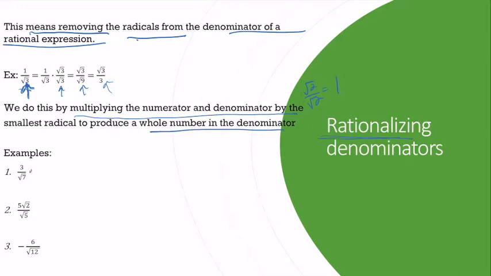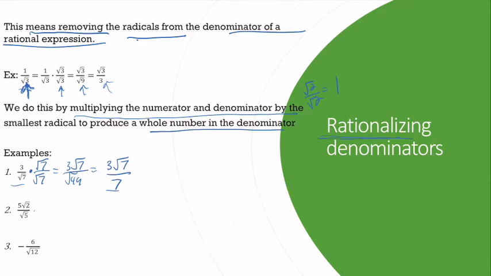Let's try this again. For example 1, here I have 3 over the square root of 7. I multiply by the square root of 7 over the square root of 7. That gives me 3 square root of 7 over the square root of 49, which is 7. So I have 3 square root of 7 over 7. And these are equivalent fractions.